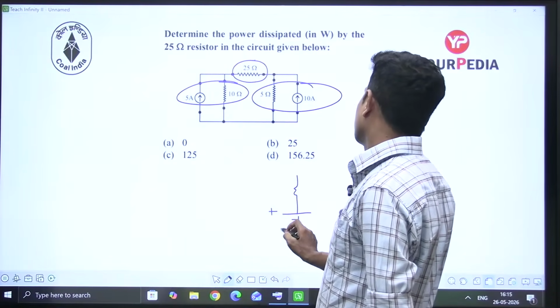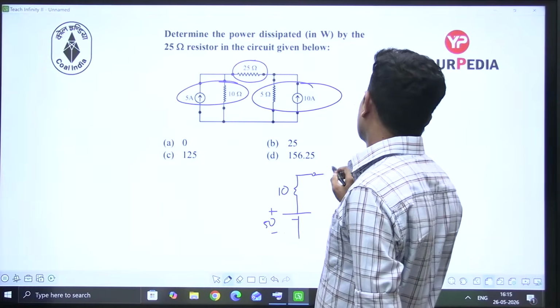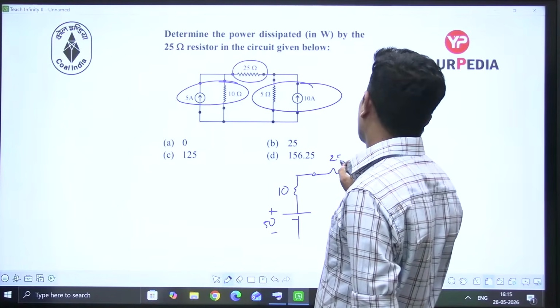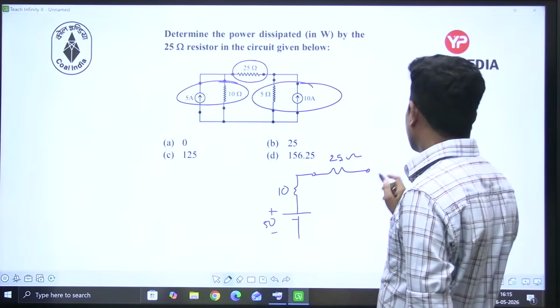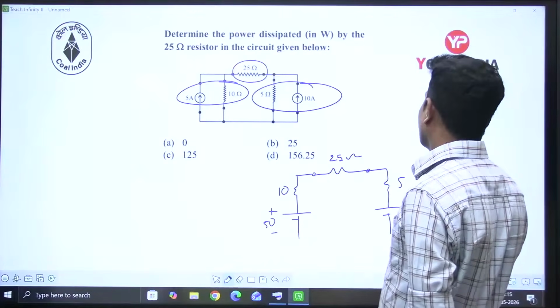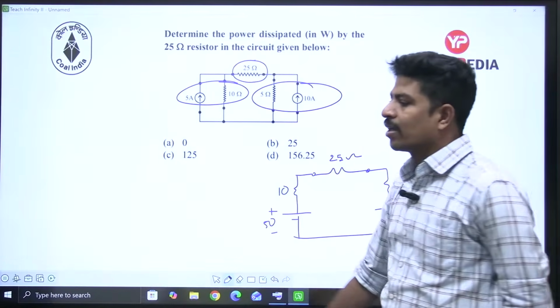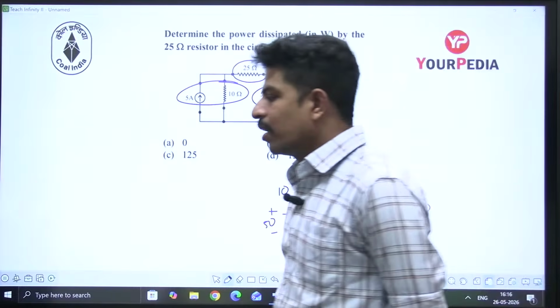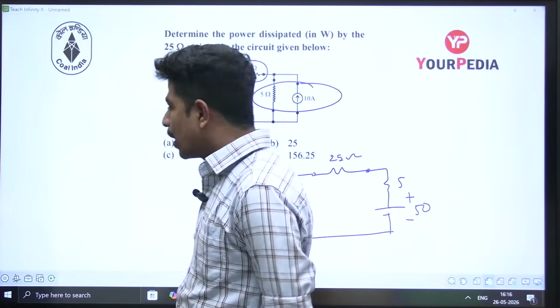This is 50 minus 50. This is a 10 ohm, right? This is 25 ohm, right? Let me take it this way only. This is 5 and this will be 50. If you do this step, you can conclude the answer directly. Yes, very good. S21, answer is 0. Very good, answer is 0.